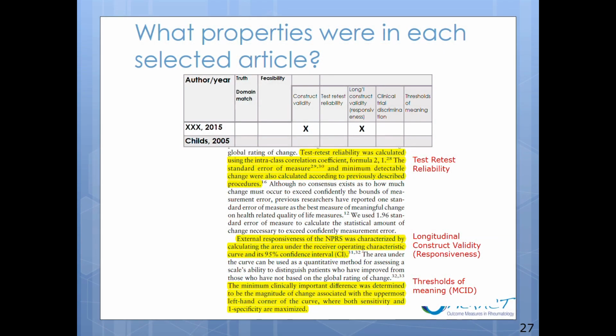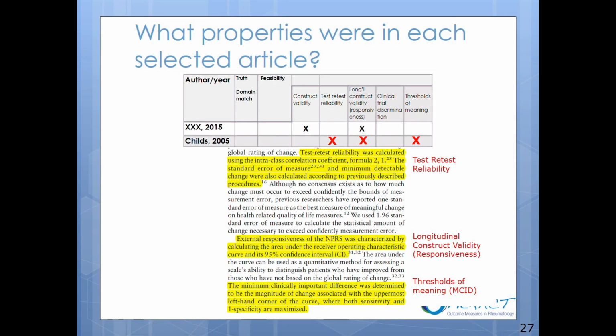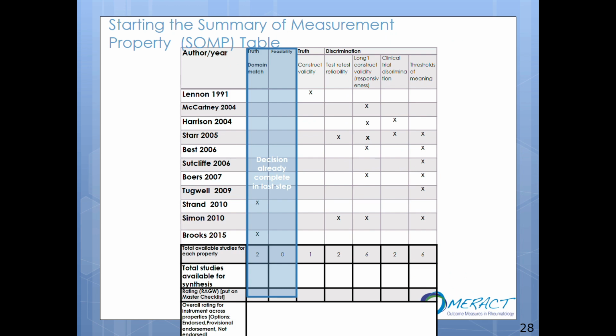So in our summary of measurement property tables up at the top, you'll see that we start applying the X's to the boxes that are covered by that article. And this would be repeated for each of the articles. And so you can see that you start to develop a table here with X's in the cells that indicate where you'll find a piece of information for that measurement property and which article you'll find it in.